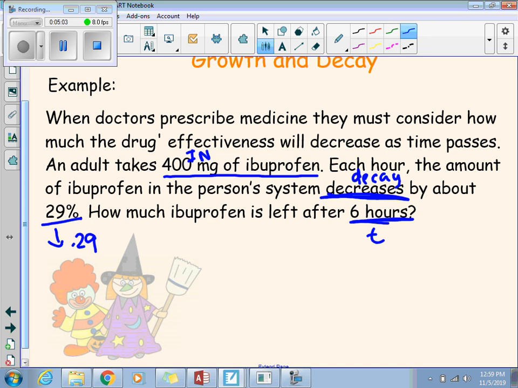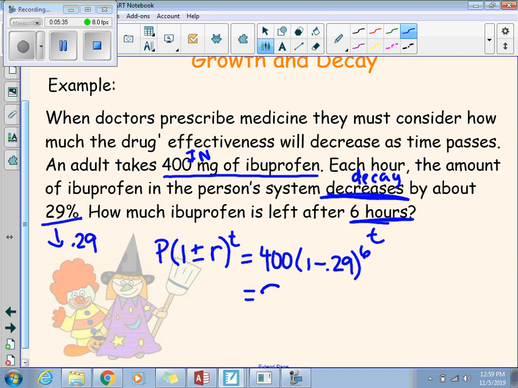Okay, so we're just going to write our equation, right? And remember our equation is P times 1 plus or minus the rate, to the t. So our initial value was 400. And then we've got 1 minus our rate, which is 0.29, to our time of 6 hours. Okay, and then here we would just type this into our calculators to get our answer out. We're going to get 51.2. Again, the formulas are going to be given to you. You do not have to memorize them.